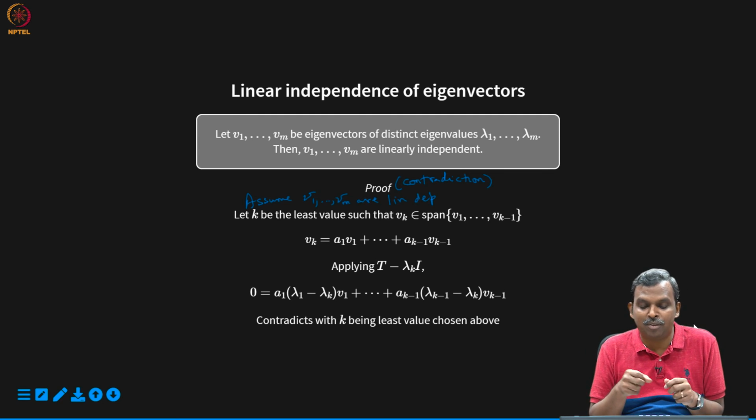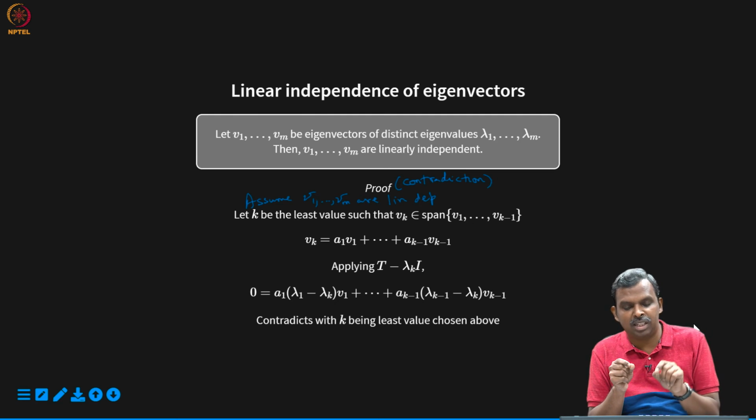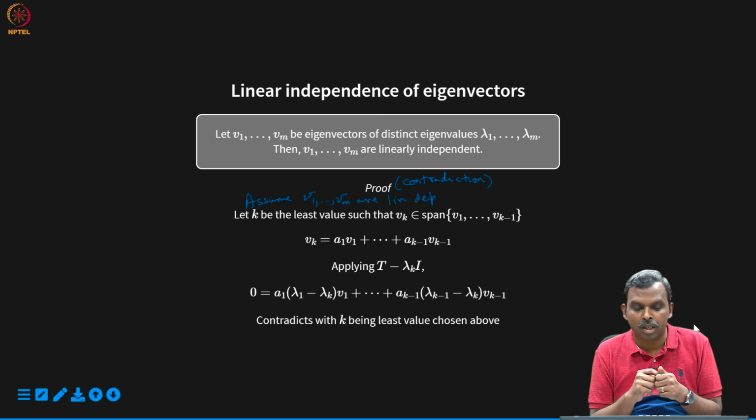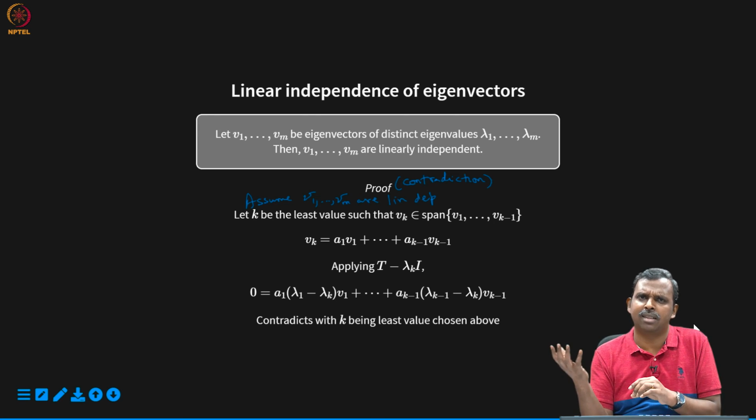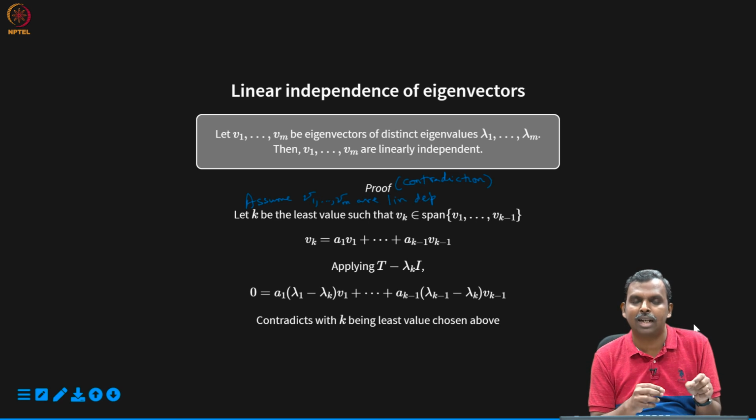So I know that there will be a Vj such that Vj lies in the span of V1 through Vj minus 1. At least one j exists. Now out of all those j, I will pick the least such j and call it k. So k is the least value such that Vk belongs to the span of V1 through Vk minus 1. It's a critical choice, this k being least, and I will get my contradiction on that. I'm starting with the least and it cannot be the least, so you'll get a contradiction. Why am I assured that such a value exists? Linear dependence lemma. I know there is at least one, and out of all that, I will pick the least.